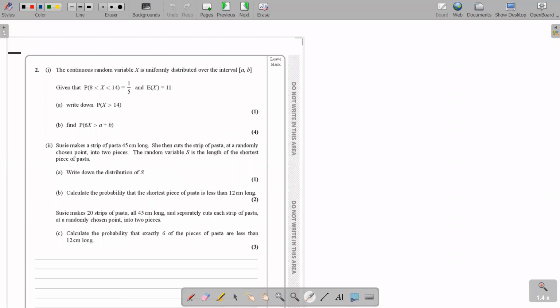Okay, moving on to question number 2. They say the continuous random variable x is uniformly distributed over the interval AB. Given that probability x greater than 8 less than 14 is 1 over 5 and expected value is 11. Okay, first of all, when we draw this diagram, you have your interval in between A and B, right? So you have the uniform distribution in between A and B. This is how we normally define it, 1 over B minus A is your f(x), isn't it?